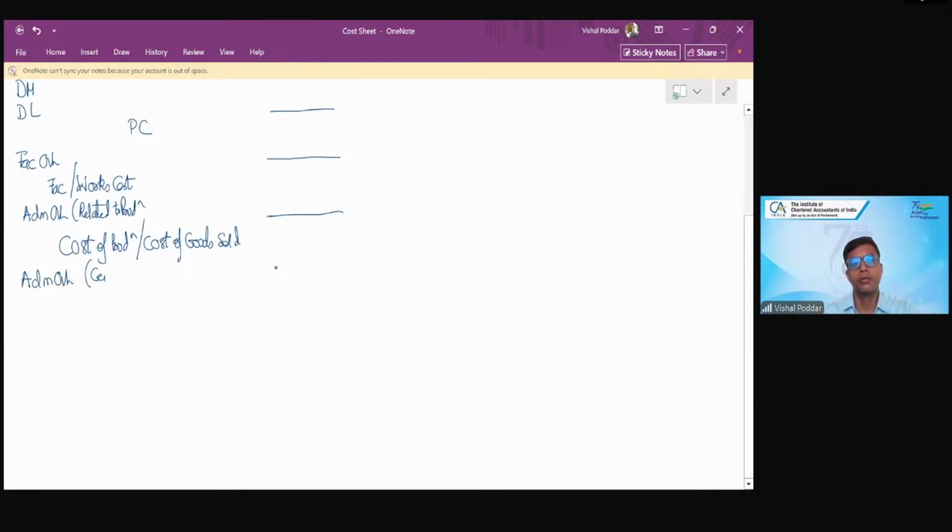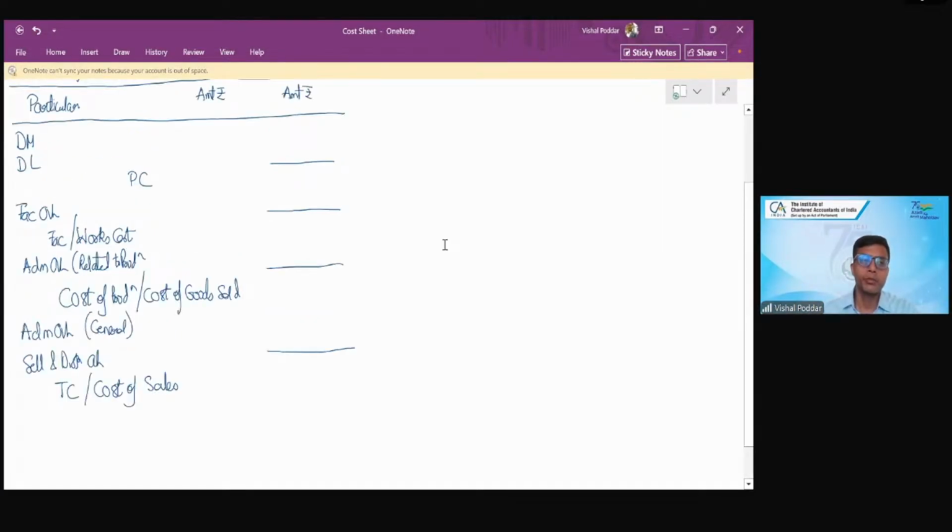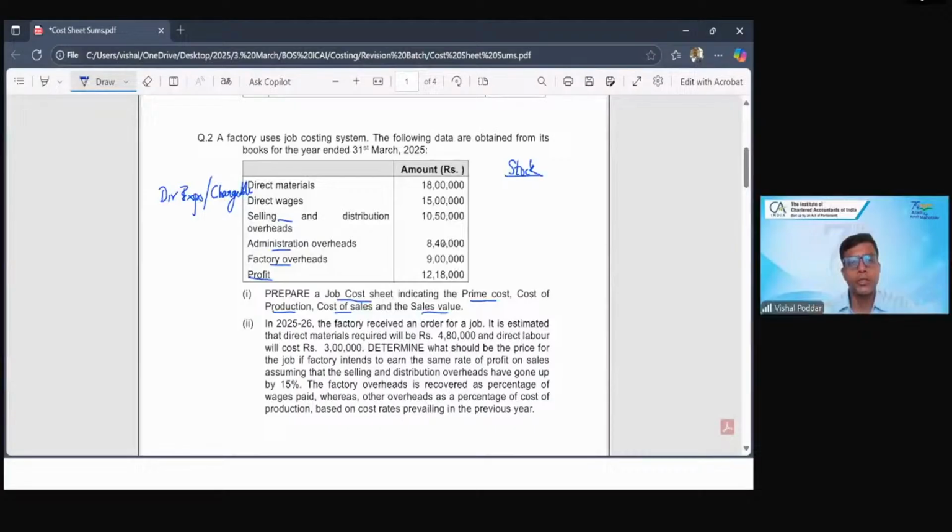These are general, that is, not related to production. We add our selling and distribution overheads. And what we get is our total cost in simple terminology, or most appropriately, cost of sales. So this is a broad format of a cost sheet. More additions would be the stock variations whenever given in the question. So we have served the first part of the question, which is preparing a job cost sheet.